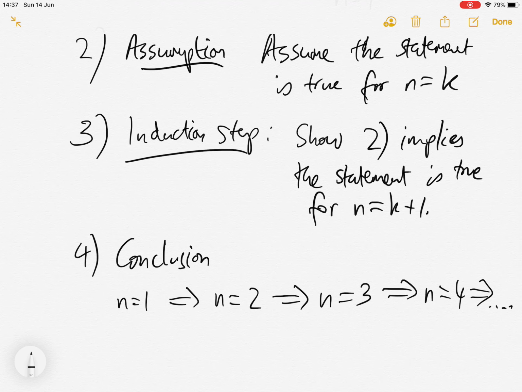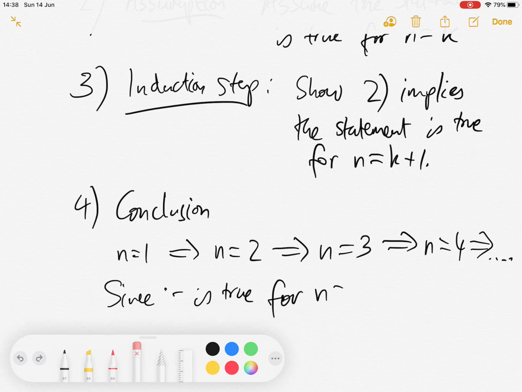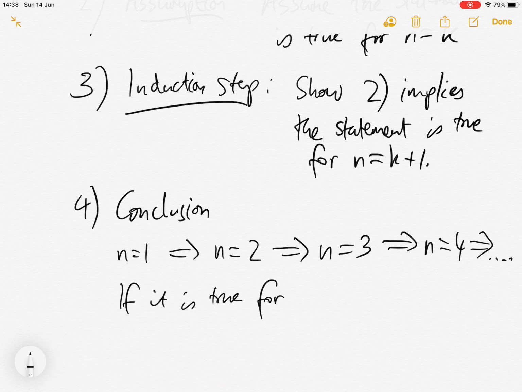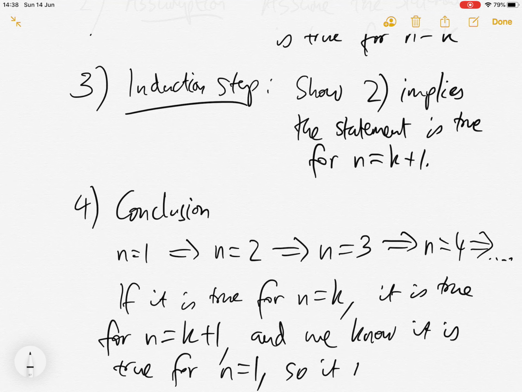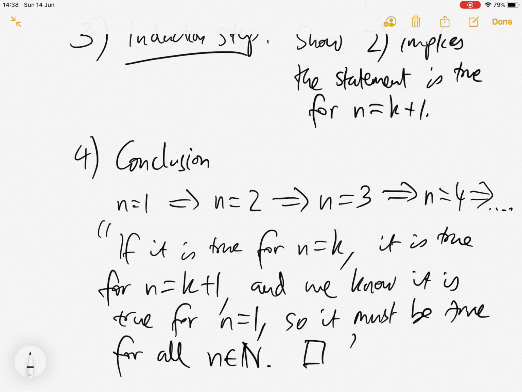So what you have to write in the conclusion is pretty much always something along the lines of: if it is true for n equals k, it is true for n equals k plus 1, and we know it is true for n equals 1, so it must be true for all natural numbers n. So this is the kind of conclusion you'll write down pretty much every time.